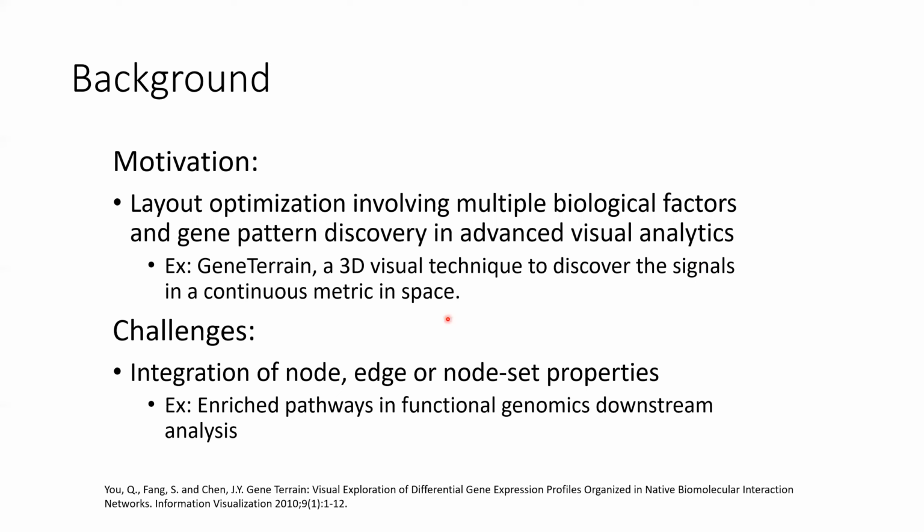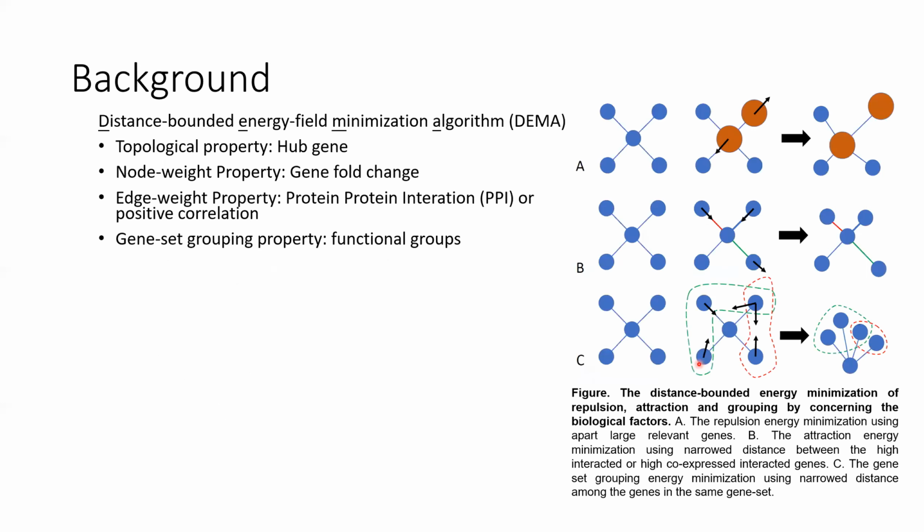Gene terrain is a 3D visual technique to discover the signal in a continuous metric space, and it can effectively reveal several types of molecular biomarkers which are traditionally difficult to detect due to noise in data. The gap for such visual exploration is whether we can provide a good layout. The challenge is that current layout engines normally do not consider node, edge, and node size properties. Especially the missing knowledge of enriched pathways can be a big issue in the layout generation.